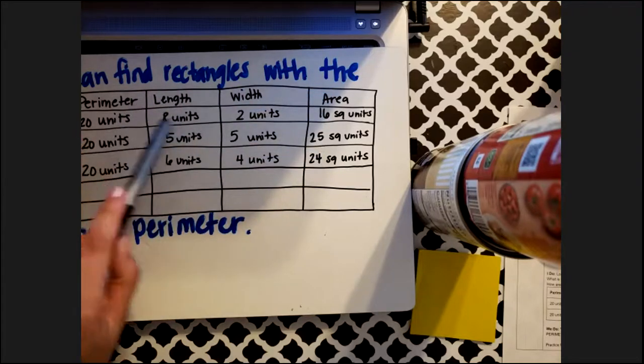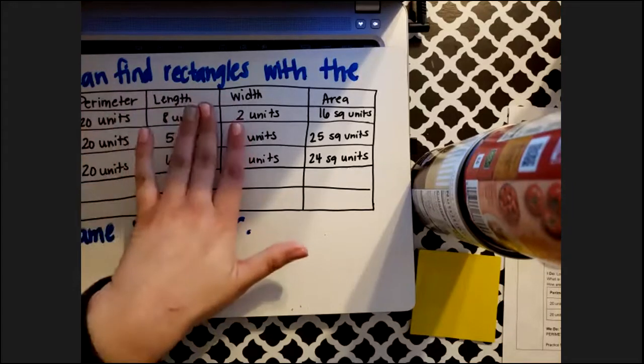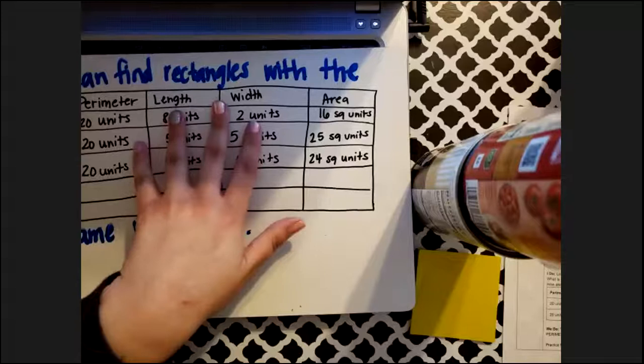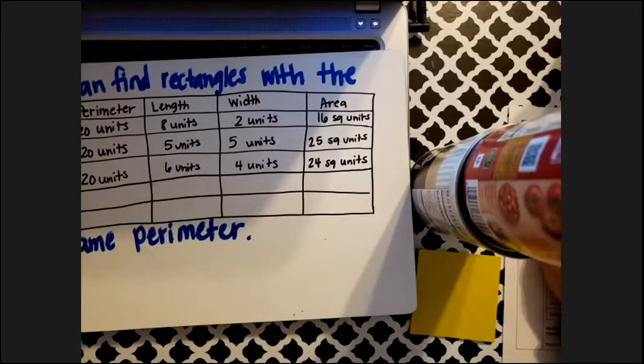Demaya, tell me what's 8 plus 2? 10. Okay, what's 5 plus 5? 10. What's 6 plus 4? 10. So what do all 3 of these rectangles have in common? Number 10. If you add just the length and the width, you will get 10. Does everyone notice that?